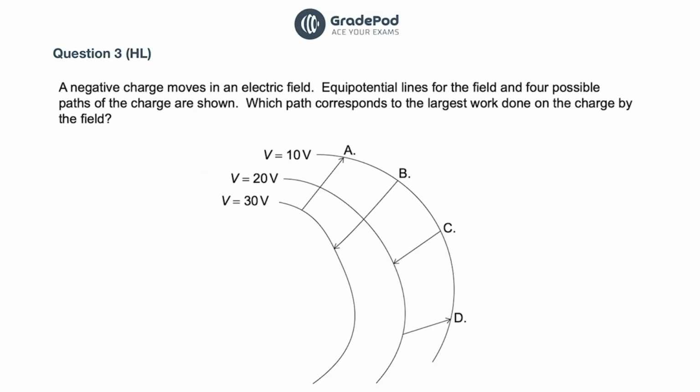This is a higher level question. A negative charge moves in an electric field. Equipotential lines for the field and 4 possible paths of the charge are shown. Which path corresponds to the largest work done on the charge by the field.